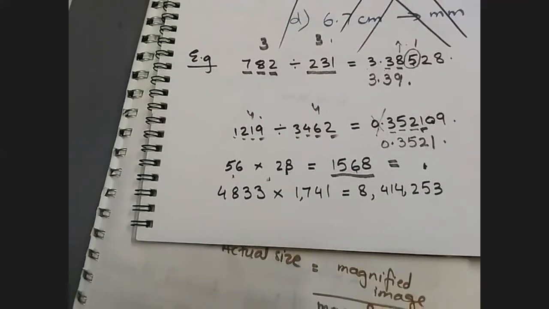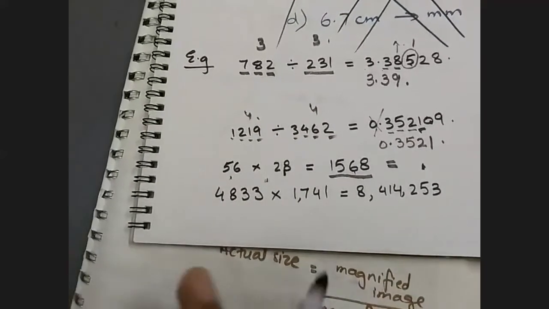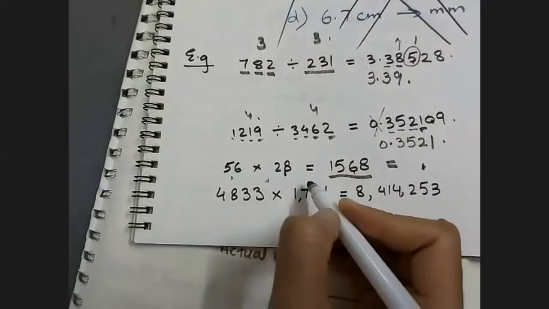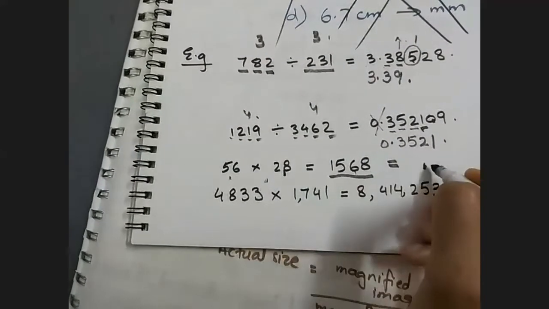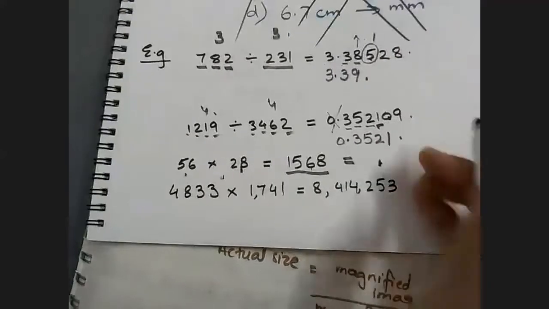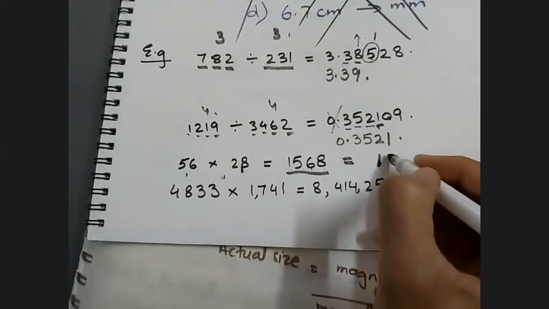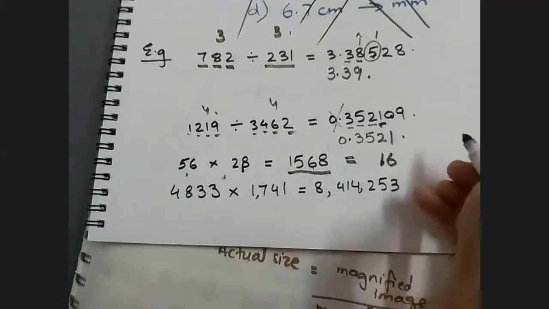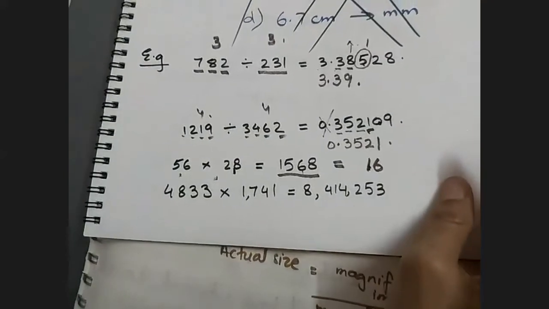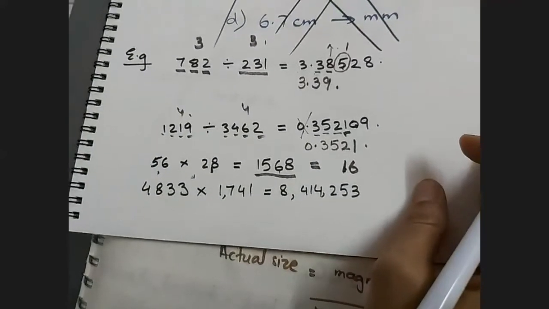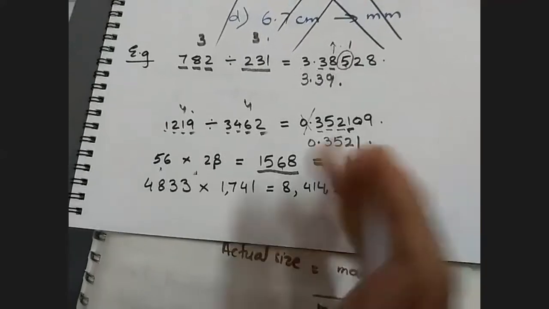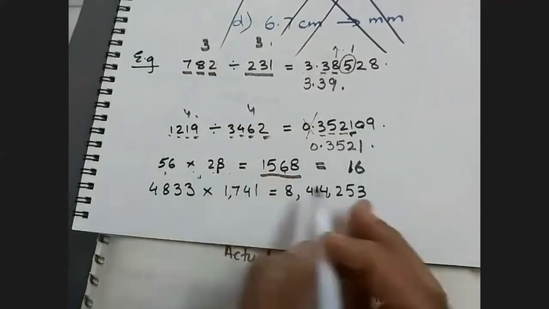Miss, since both 56 and 28 have two significant figures, the final answer should also be in two significant figures. So it should be 16. So 56 multiplied by 28 is 16.